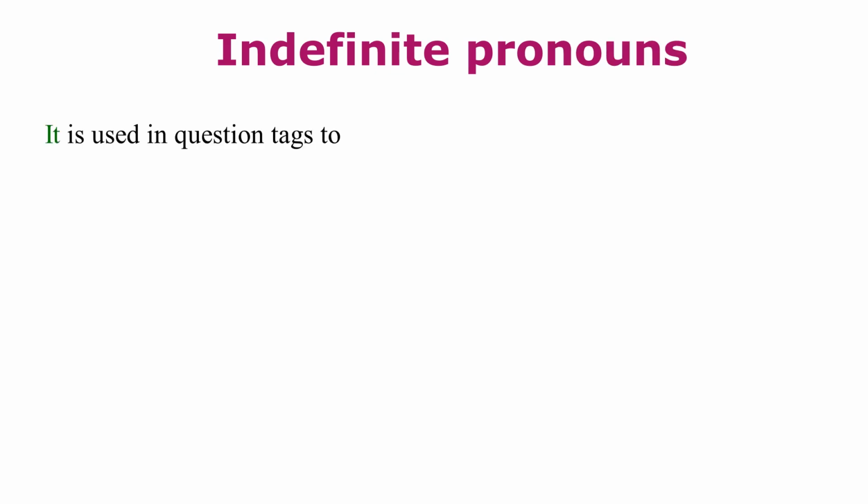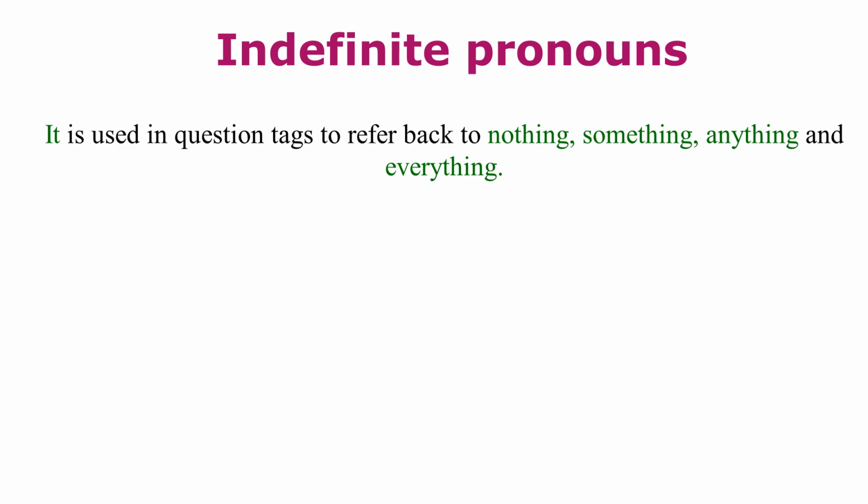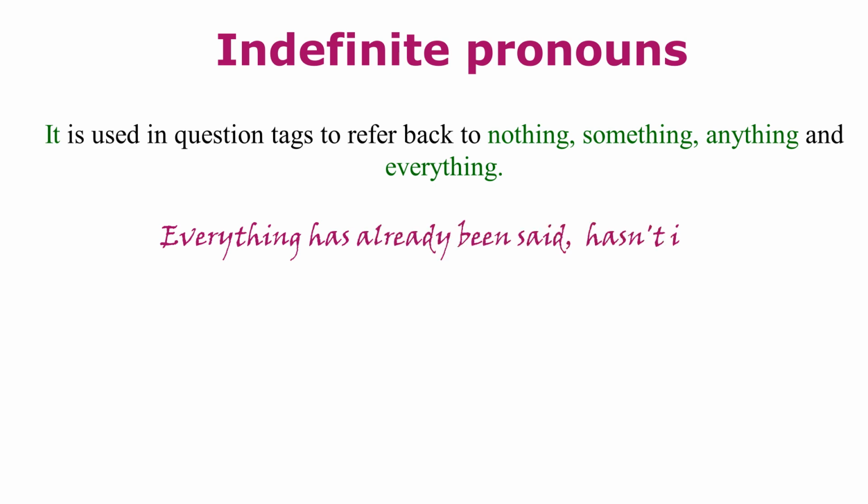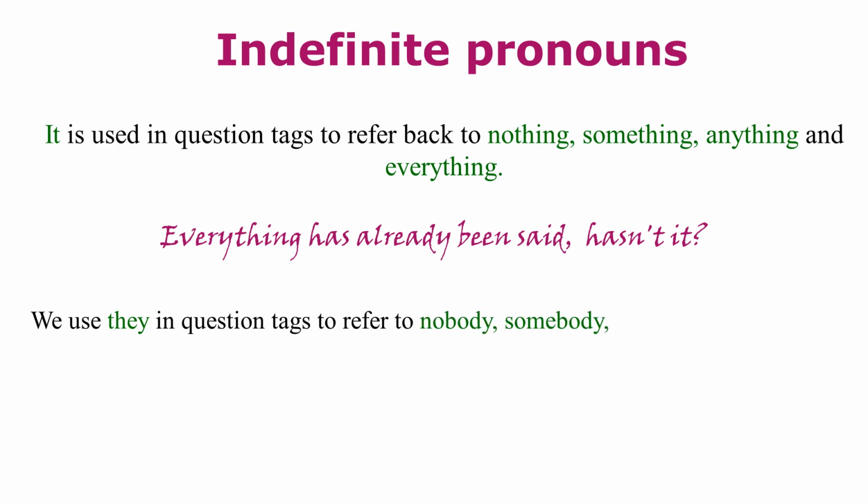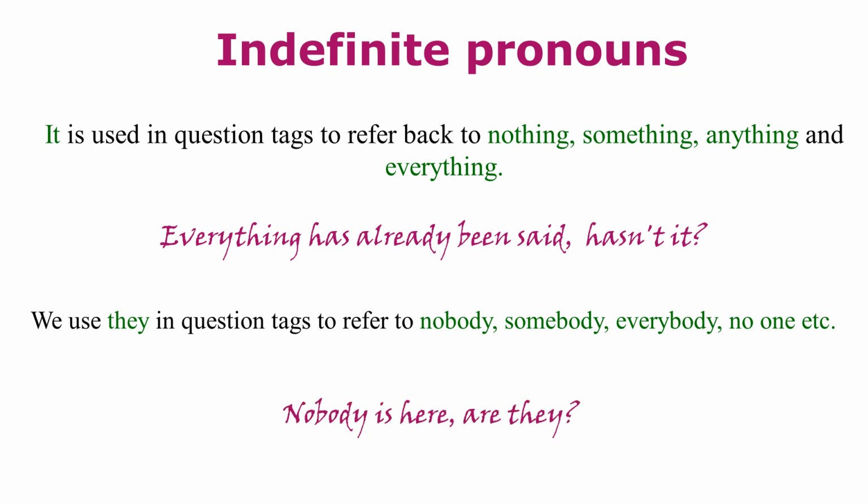If we talk about indefinite pronouns, it is used in question tags to refer back to nothing, something, anything and everything. For instance, everything has already been said, hasn't it? We use they in question tags to refer to nobody, somebody, everybody, no one. For instance, nobody is here, are they? I know it may look strange, nobody usually feels like he, she, it, so nobody is here, but the tag should be are they.